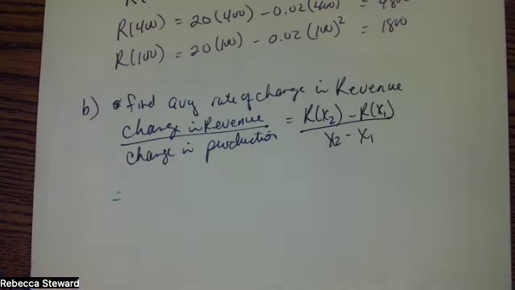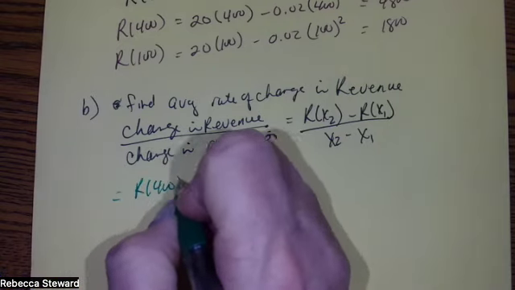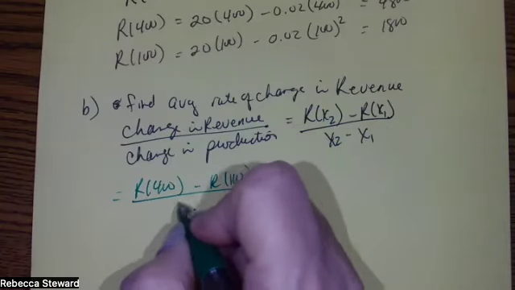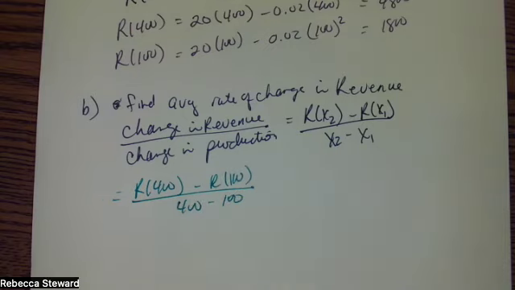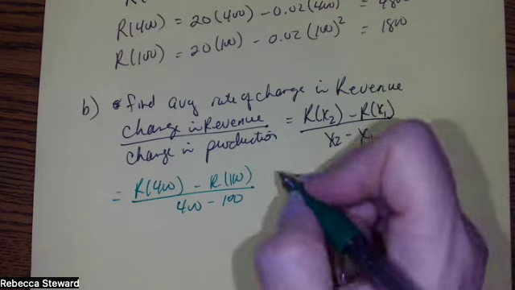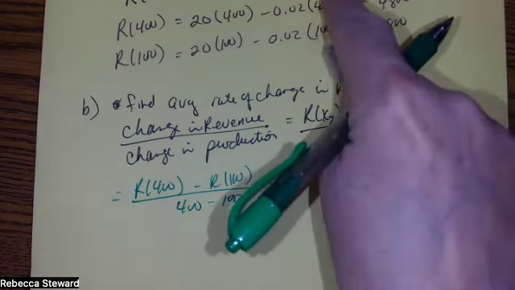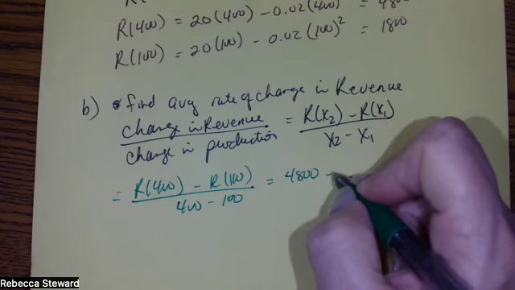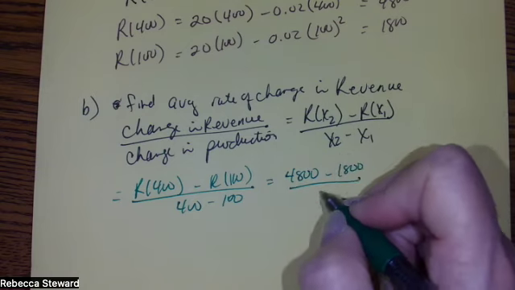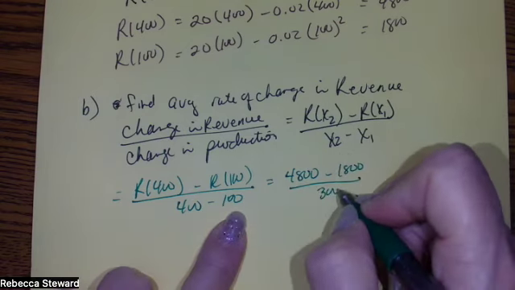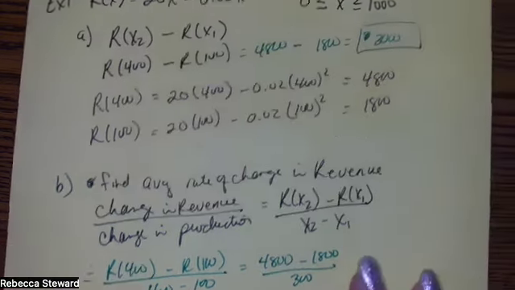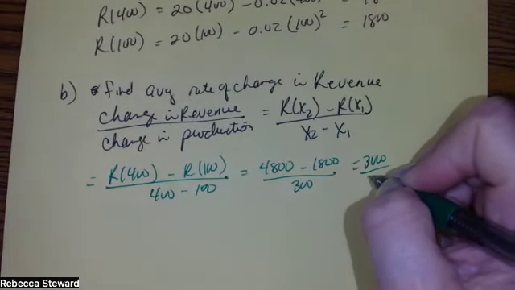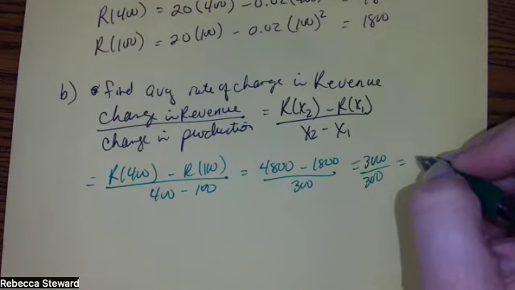So now we are going to do some math here. That's going to get us r at 400 minus r at 100 over 400 minus 100, because that's our change in planters. Now we already have those values, so I'm just going to pull them from what we just did. So we have 4,800 minus 1,800 over 4 minus 1 would be 300. You could have just pulled the 3,000 down, but I want to make sure you understand where all of our numbers are coming from. So that's going to get us 3,000 over 300, and that will equal 10.